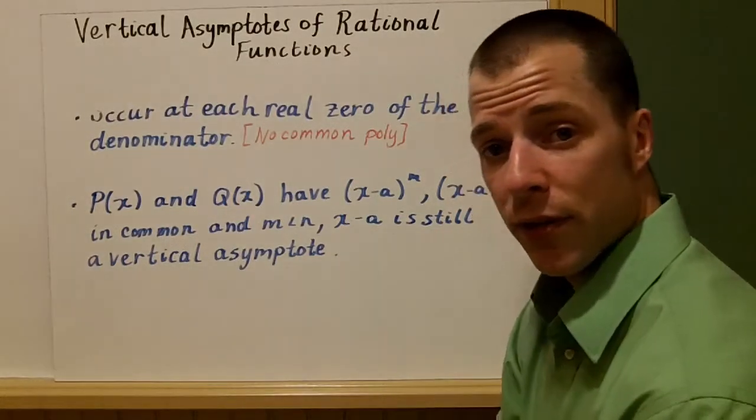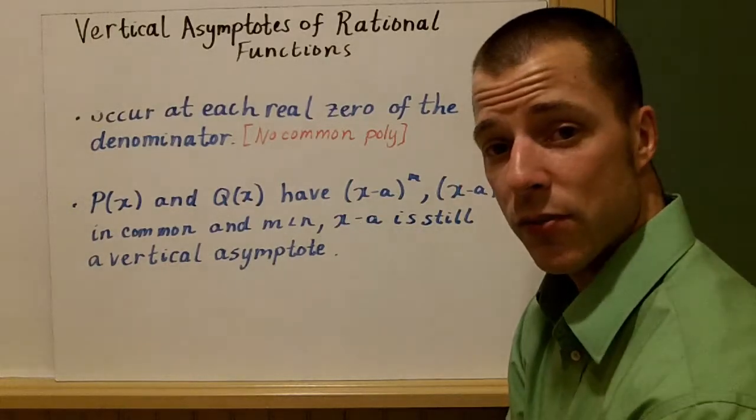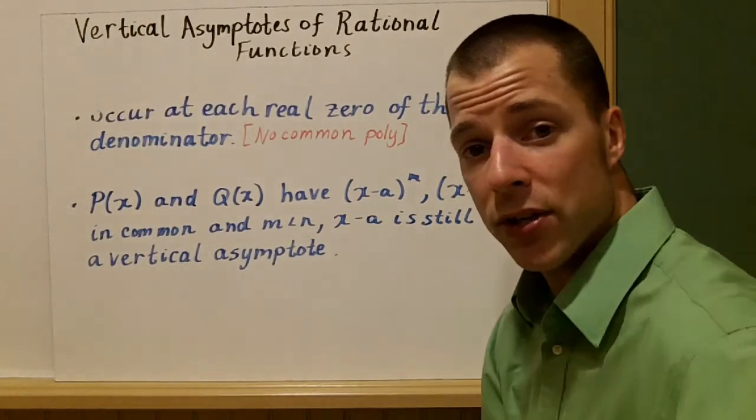That's it for the first video. In the second video, we're going to talk about horizontal asymptotes and actually graphing what these rational functions would look like. Okay, so we'll see you for video 2.